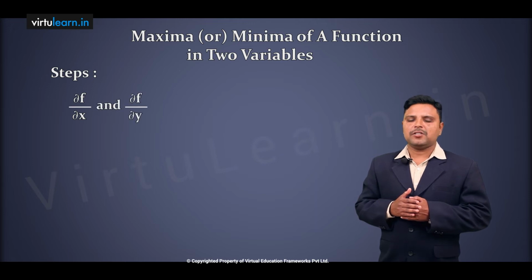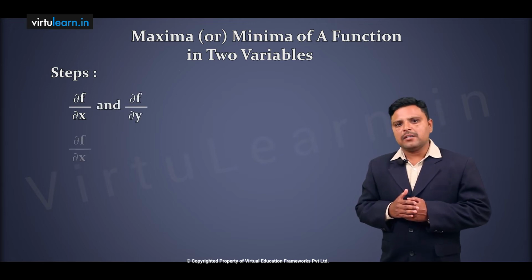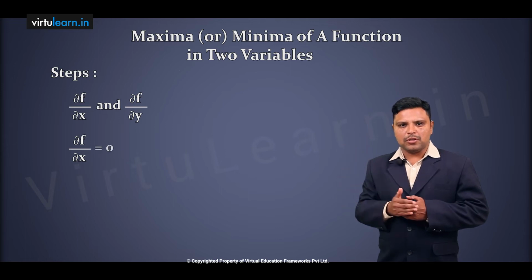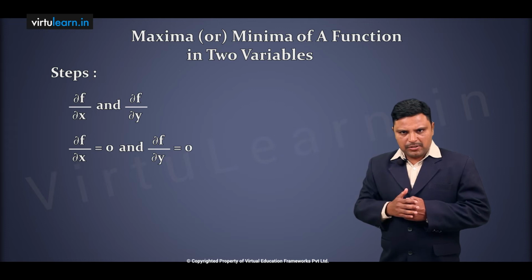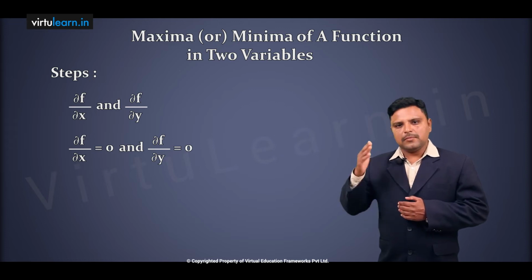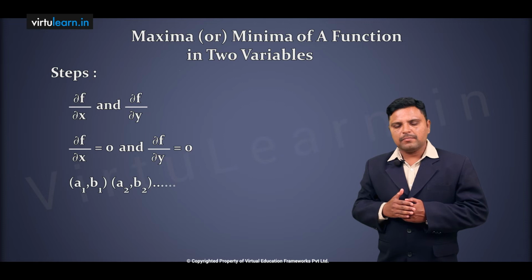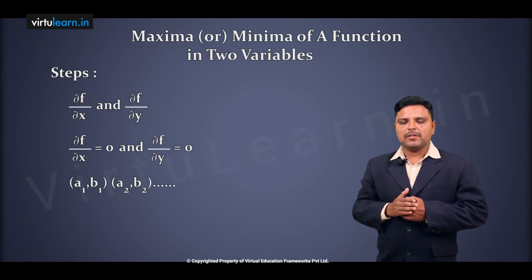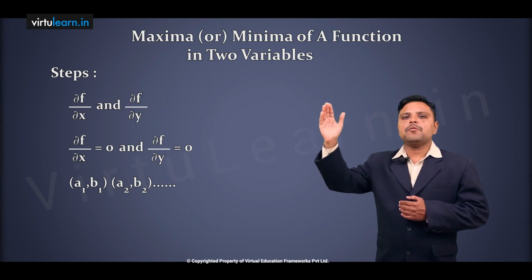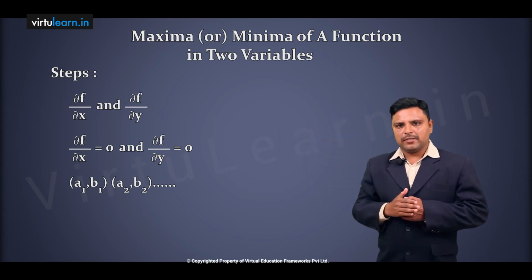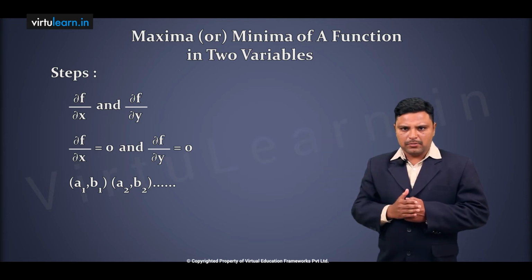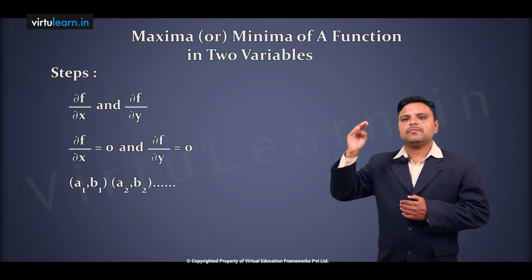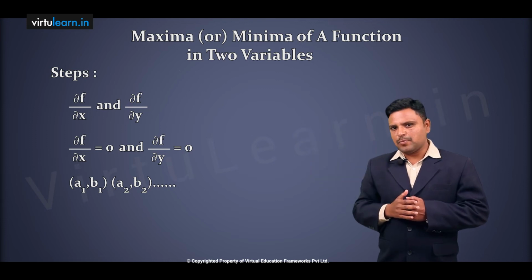Second step of the problem: consider ∂f/∂x equal to 0 and ∂f/∂y equal to 0. When you are solving these two equations, we get some points like (a1, b1). Means this is a point whose x coordinate is a1 and y coordinate is b1. Second point (a2, b2): x coordinate a2, y coordinate b2. Like this we are getting a number of possible points.